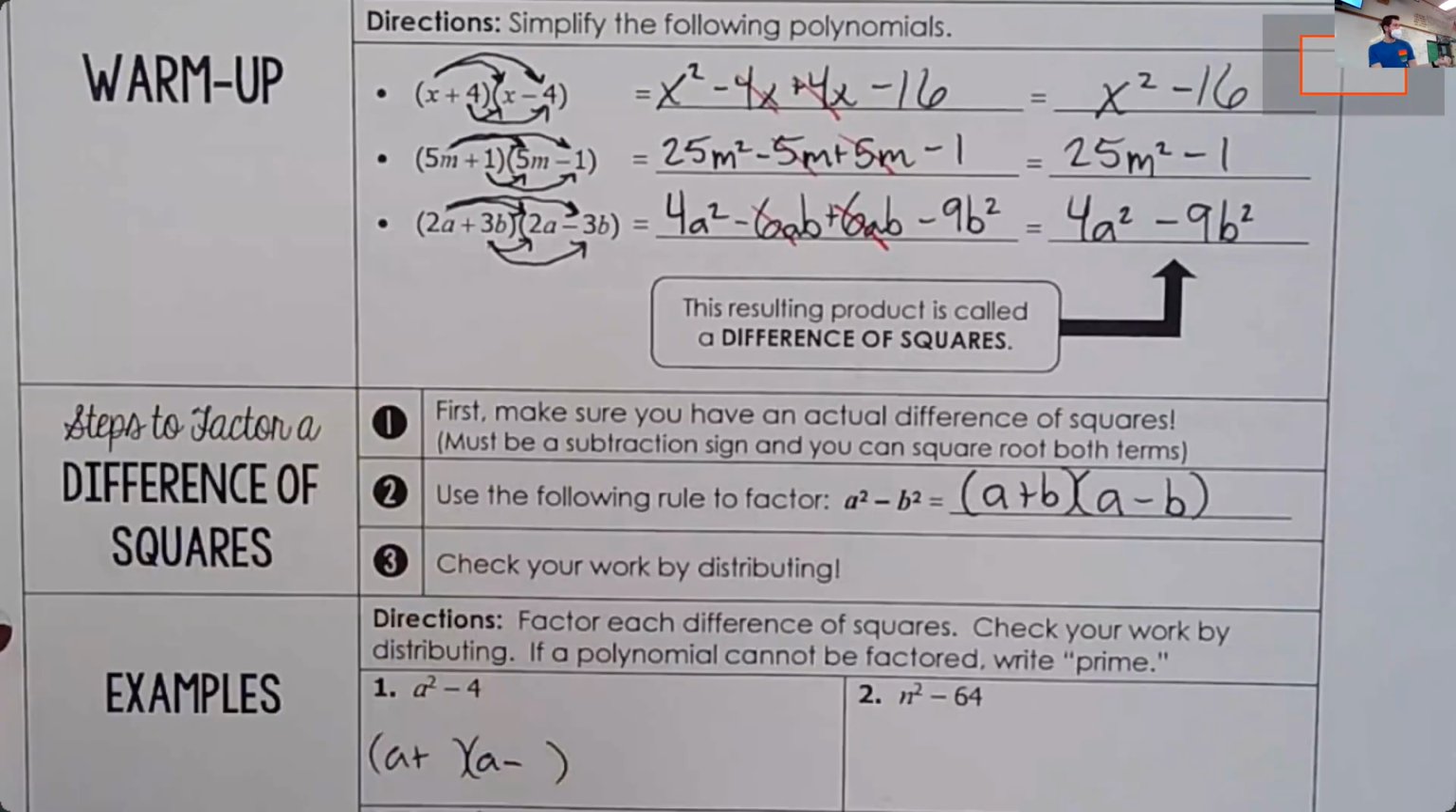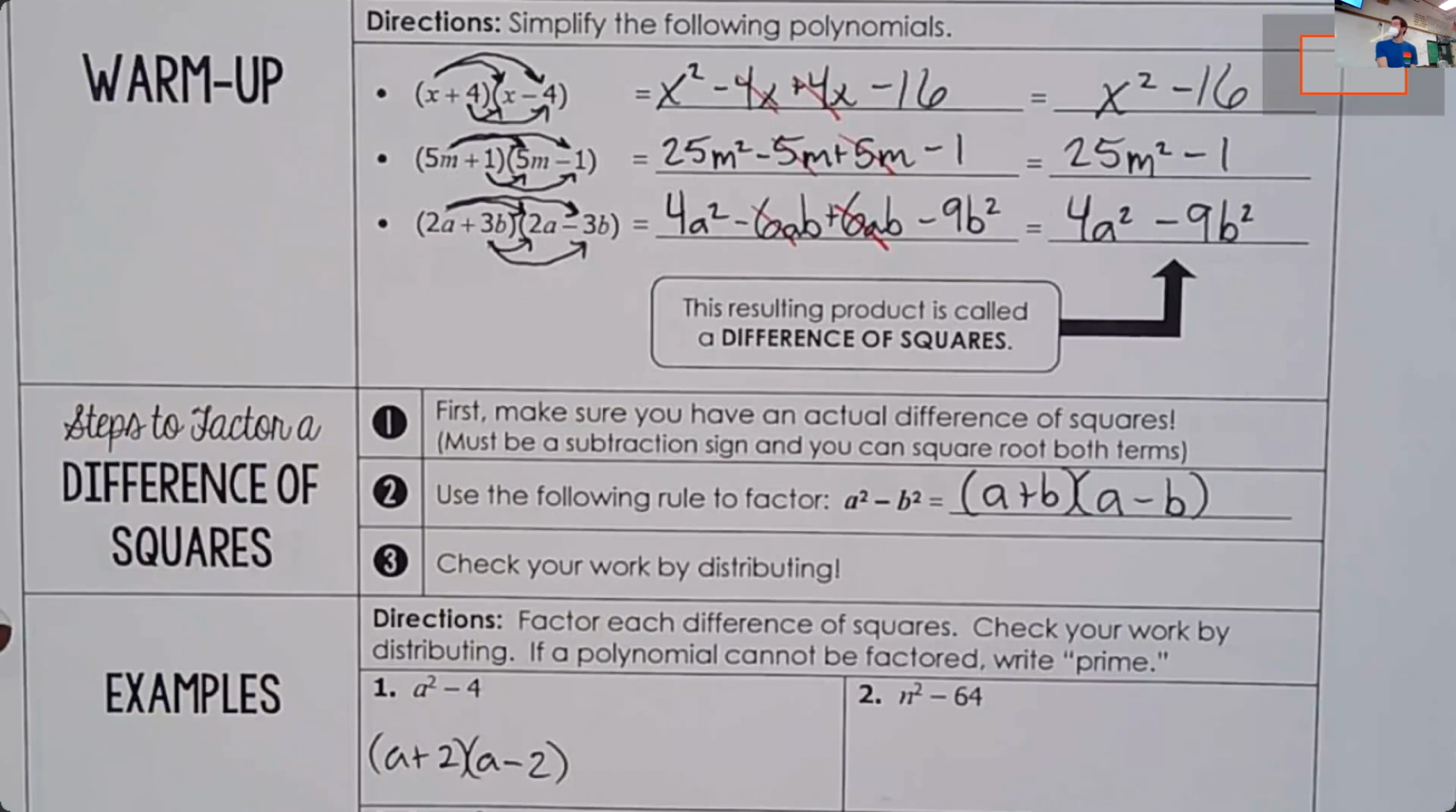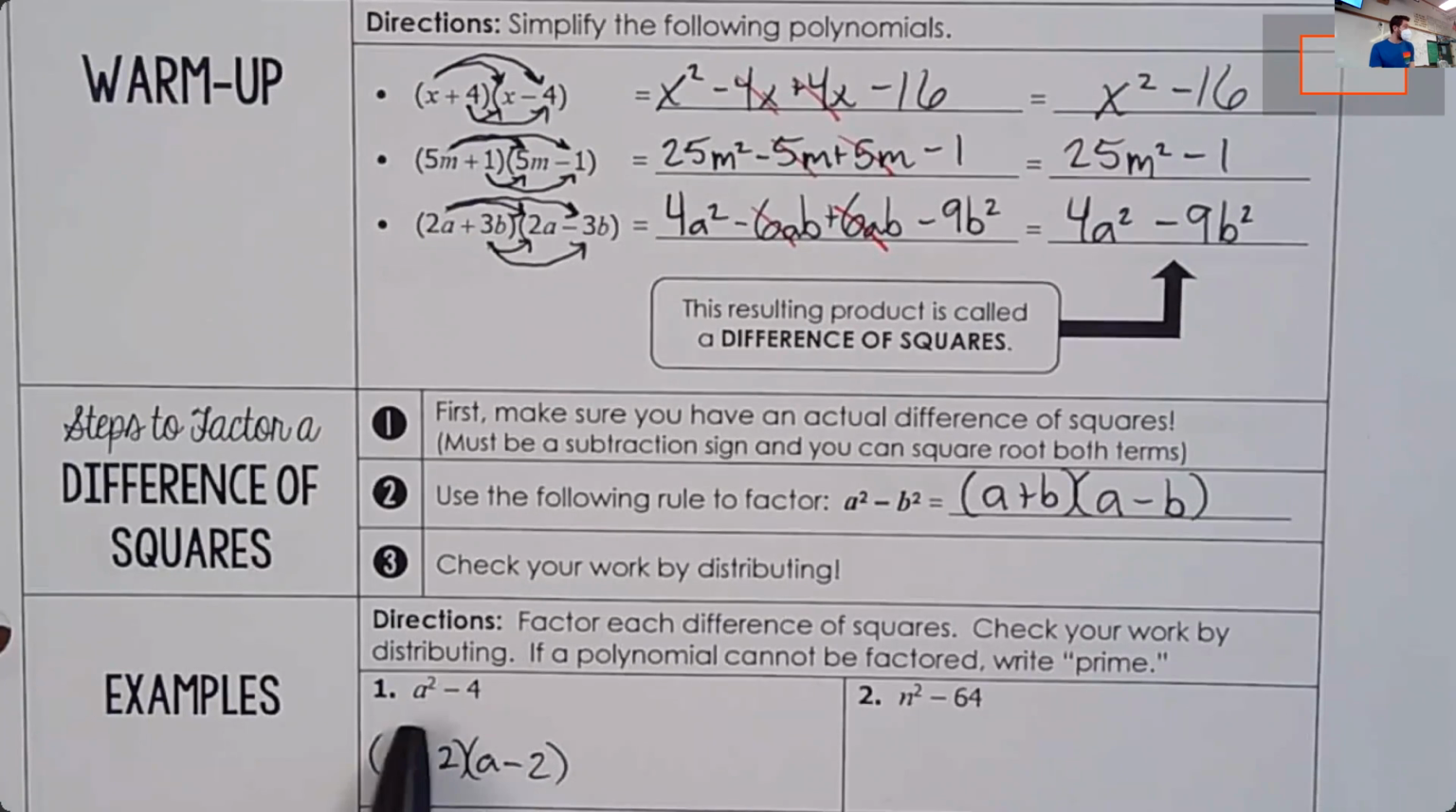And then what number multiplies by itself to equal 4? 2. So a plus 2, a minus 2. And that's our answer. And the reason why we can factor it like this and we can't factor it like what we did yesterday, if we would have seen a problem like this yesterday, we probably would have written prime.